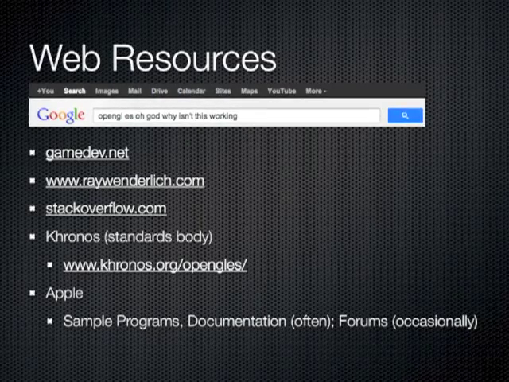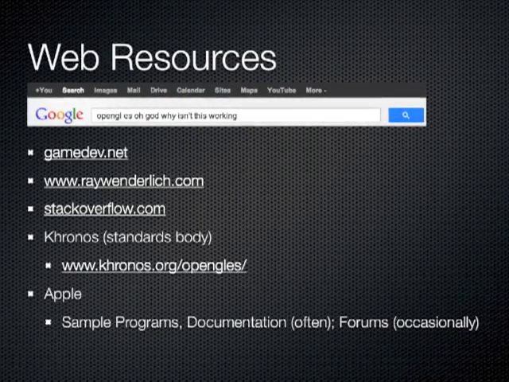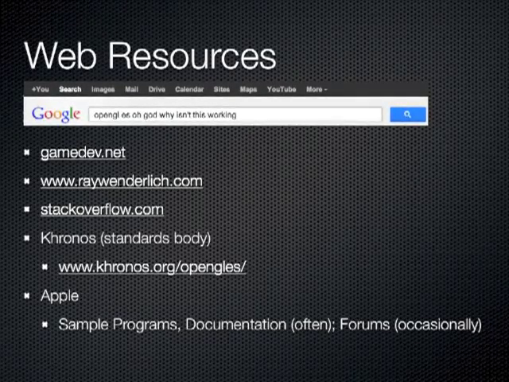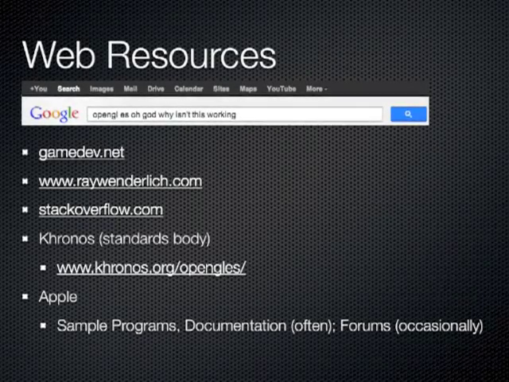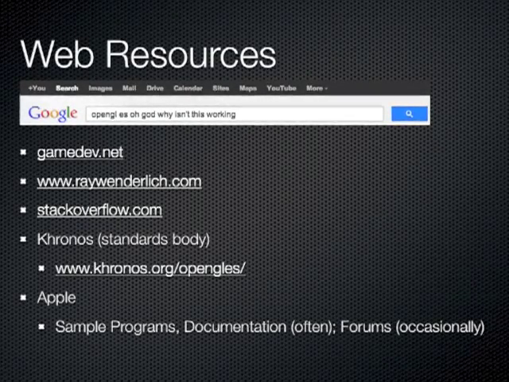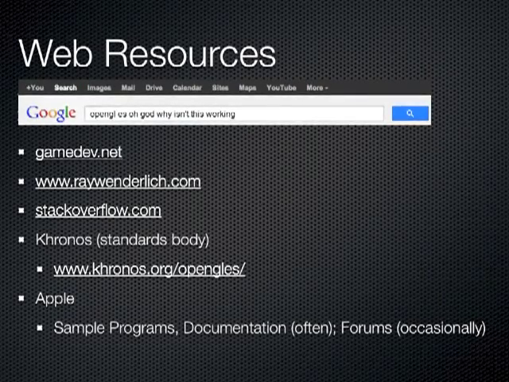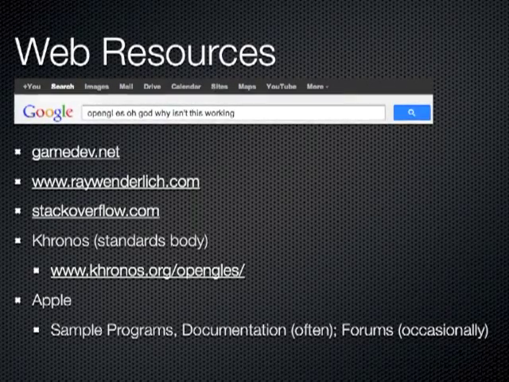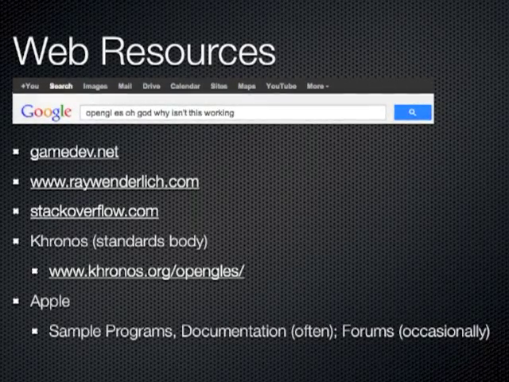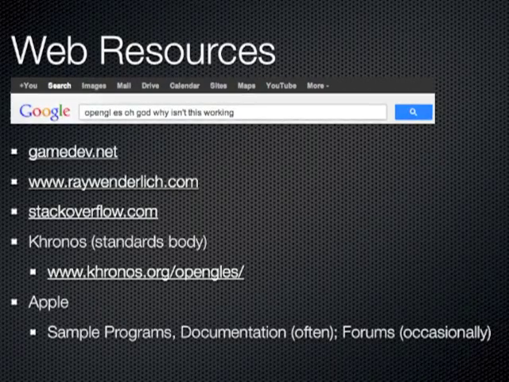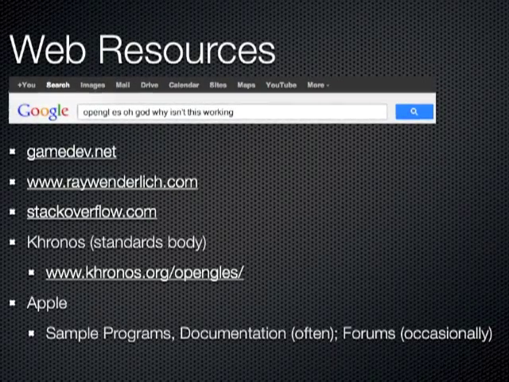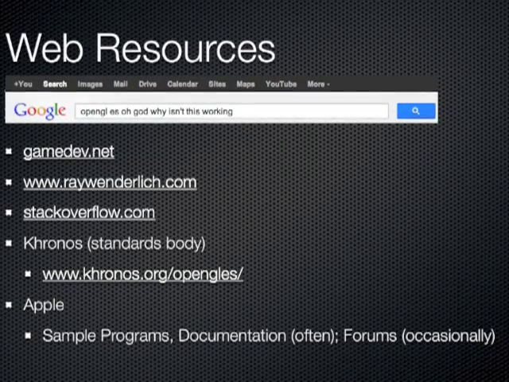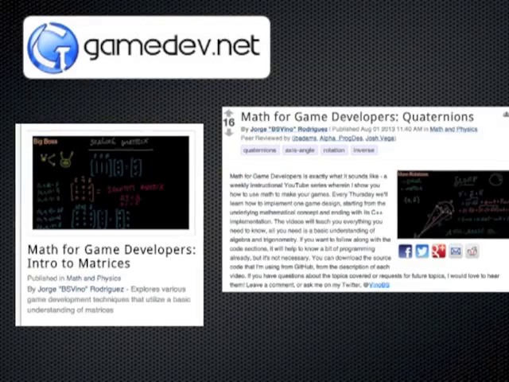So for example, these are things that come up a lot when I'm looking for an explanation of something. The game community has some great resources for learning OpenGL ES, and GameDev.net had some good-looking tutorials. Ray Wenderlich's website has some nice tutorials. And if you're looking for random questions answered, you can't beat Stack Overflow for that. The standards body that handles OpenGL ES, Khronos, actually has a lot of good stuff, particularly reference documentation. And Apple, of course, has the sample programs and the documentation. And I don't find the forums all that useful, but they can be useful sometimes.